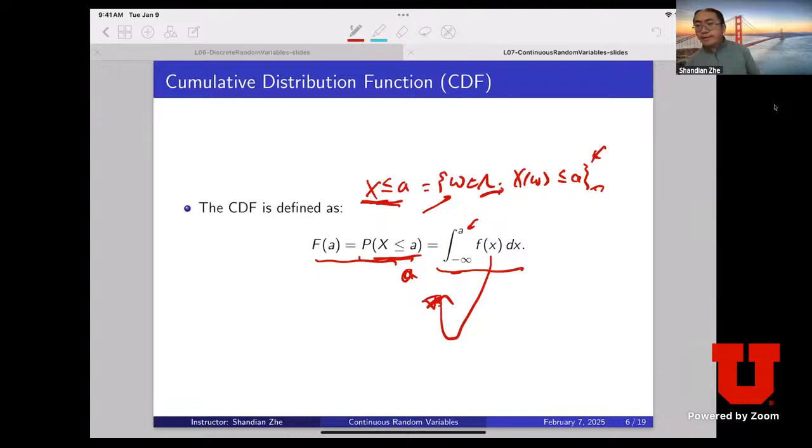Okay, let's just stop here today. Next week, we're going to continue our discussion about the CDF and PDF functions for continuous random variables.